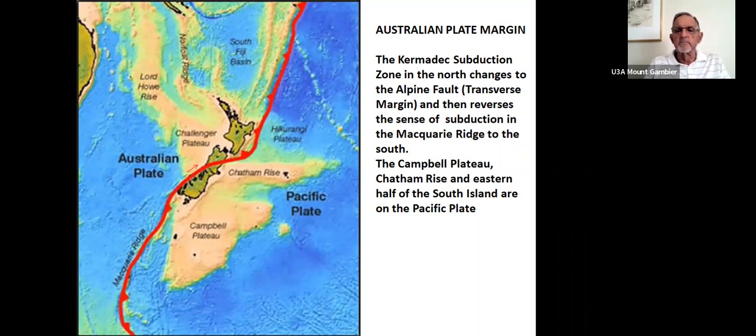probably has come from Antarctica, which may be covered in the initial discussion on the Antarctic plate. So the Australian plate margin is remarkable for this elongate and prominent Kermadec subduction zone in the north. It changes in the south to the Alpine Fault, which is a transverse margin or transfer because it's a plate boundary. It then reverses in sense of subduction in the Macquarie Ridge to the south.